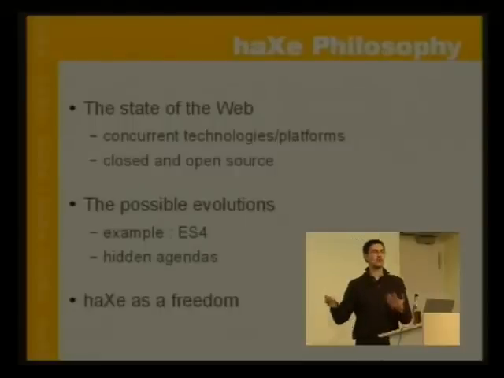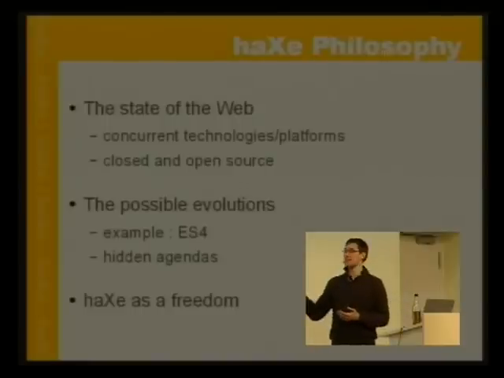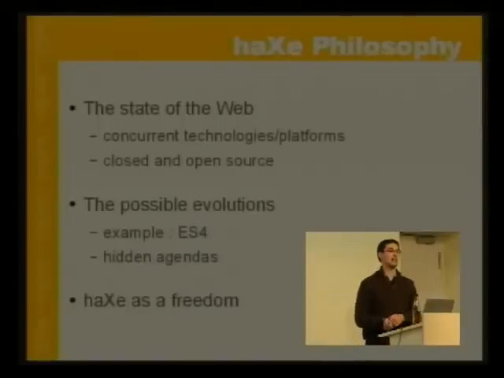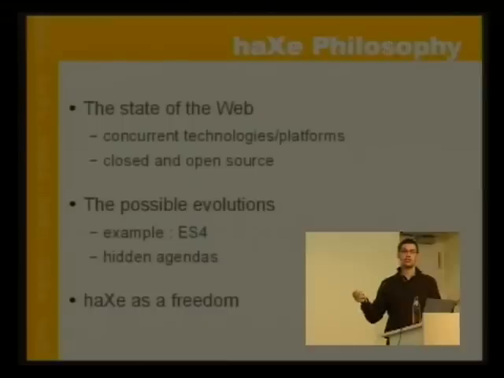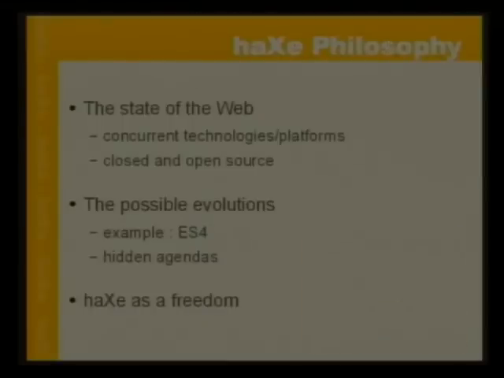To show what I'm talking about, I will show you an example, which is ECMAScript 4. It is being discussed at the ECMA consortium, which is a group trying to make standardized documents. And it's actually the code name for JavaScript 2. There are a lot of different companies involved in the design of this new language. In particular, there is Mozilla, Adobe, and Microsoft. Maybe those are the three main contributors. There are also Opera and Apple, but the three main ones are Mozilla, Adobe, and Microsoft.